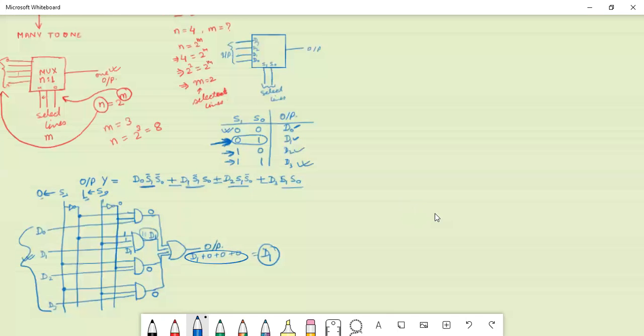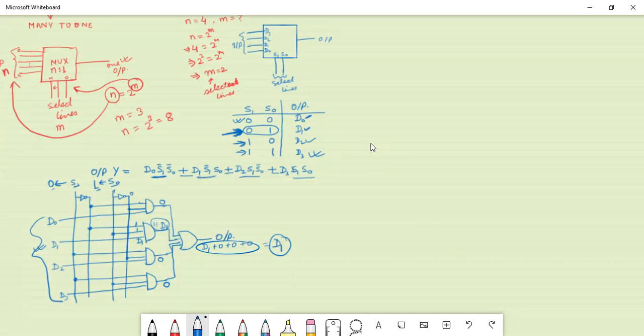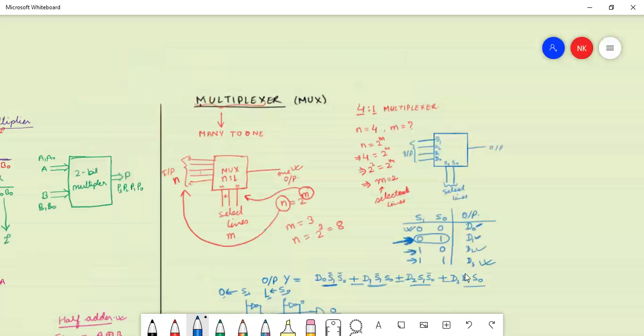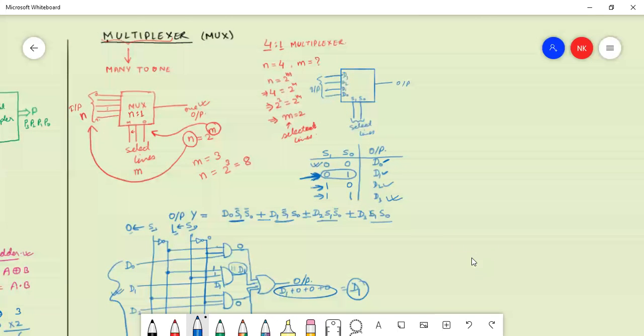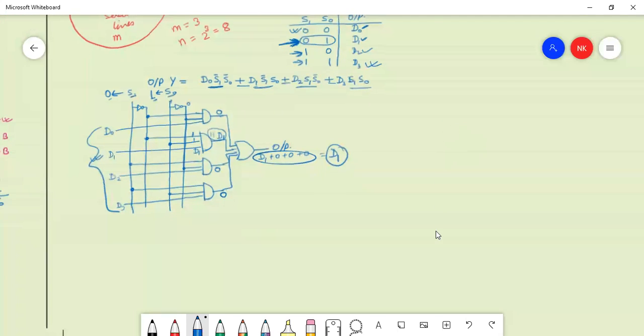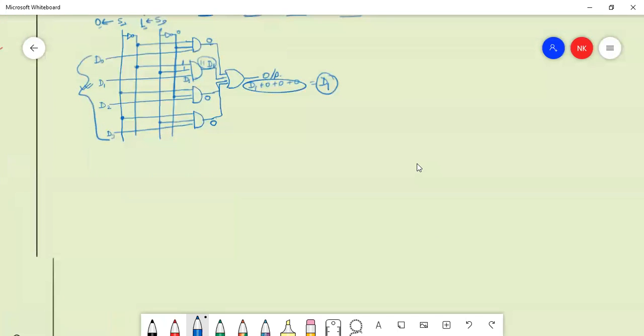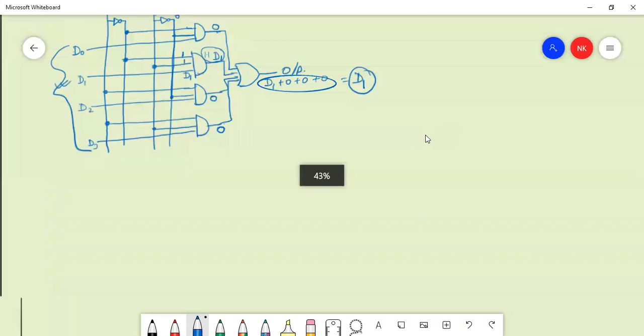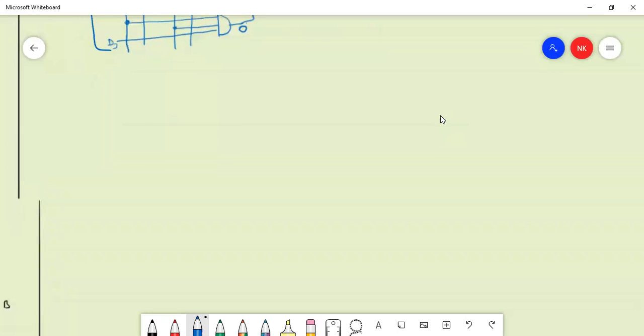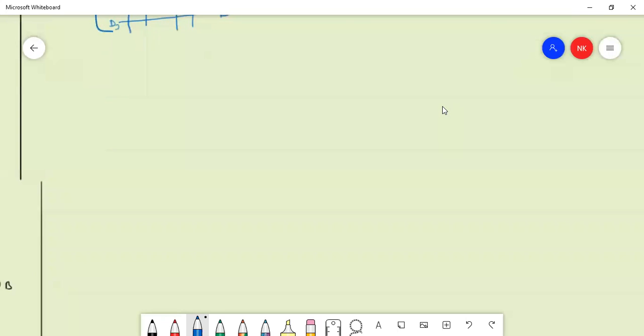Okay, so yesterday we have seen multiplexer. We have started multiplexer and we have seen the block diagram, the truth table, and the realization of 4:1 multiplexer. In the same way, today we will move towards 8:1 multiplexer, where the process will again be the same. Okay, so let us start that.